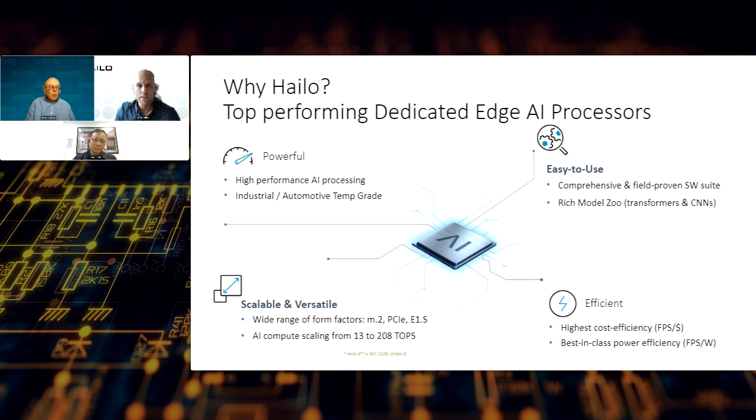We have hundreds that have been ported to Hailo already, transformers and convolutional networks. Those are the two main types of networks that we see today. And so that software needs to be powerful, easy to use, and let you work with your models. And that's the other aspect. So from a versatility and a software perspective, I think we're head and shoulders above the rest. So that would be why I would say why Hailo.